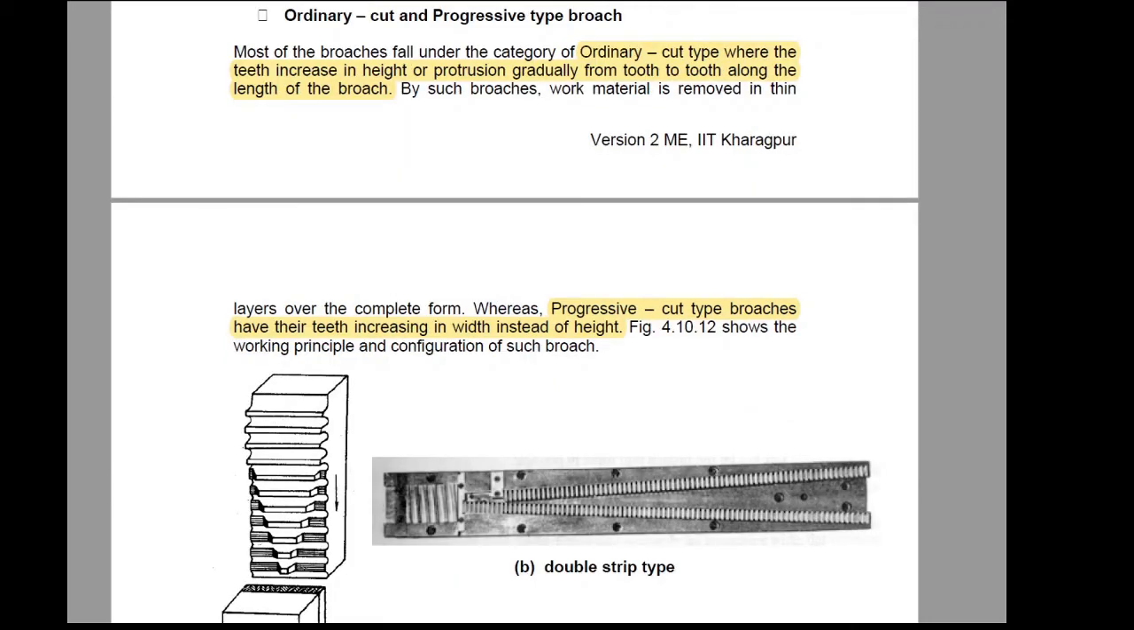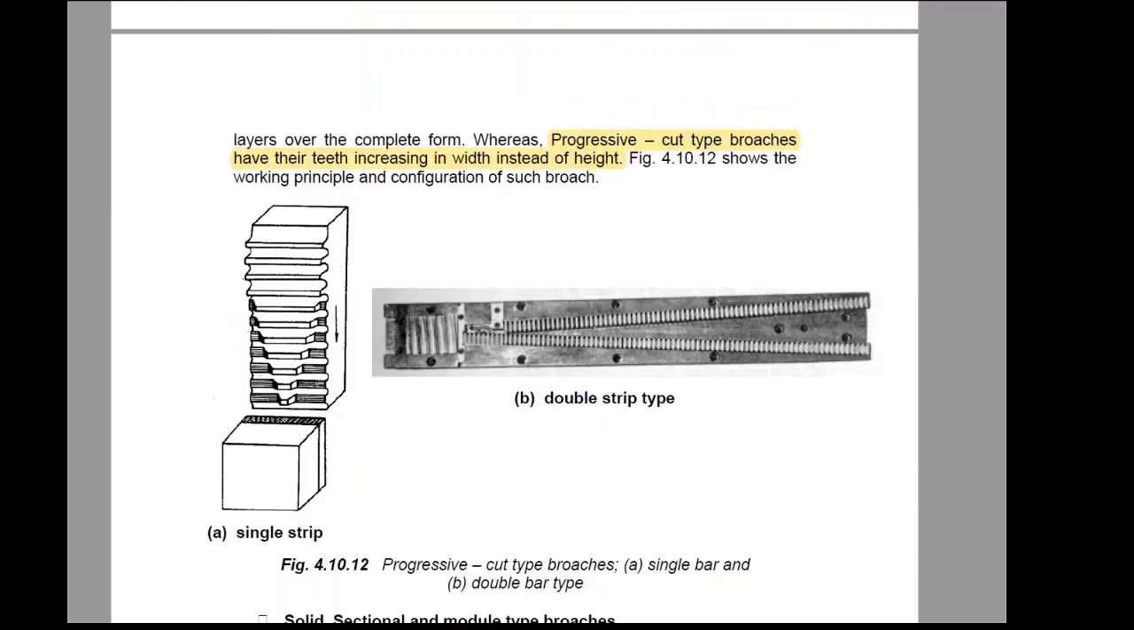Next is ordinary cut broach and progressive type broaches. In ordinary cut broaches, the height of the teeth increases from one row to another. That means in successive rows, the height of the teeth increases. But in progressive cut type broaches, the width of the tooth is increasing. Single and double strip progressive cut type broaches are shown in this figure.